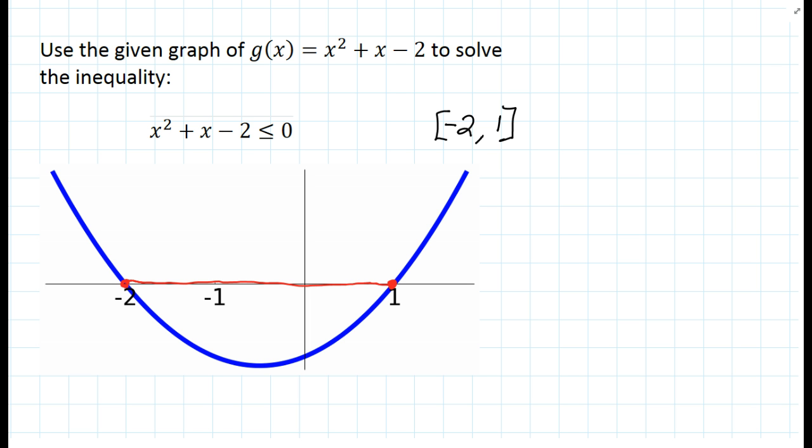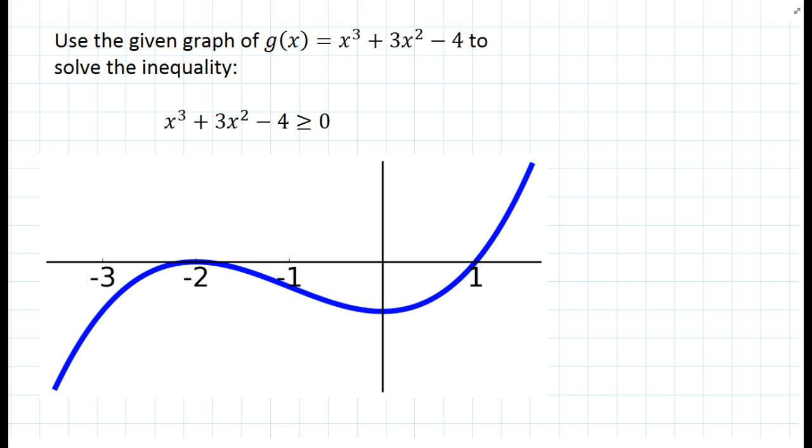All right, one more, because there is a little bit of a subtlety here. So here we're given another cubic, and we want to know when we're greater than or equal to 0. So we want to know when we are at the x-axis or above the x-axis. Now, because we have equality here, we're also including all points where we're on the x-axis.